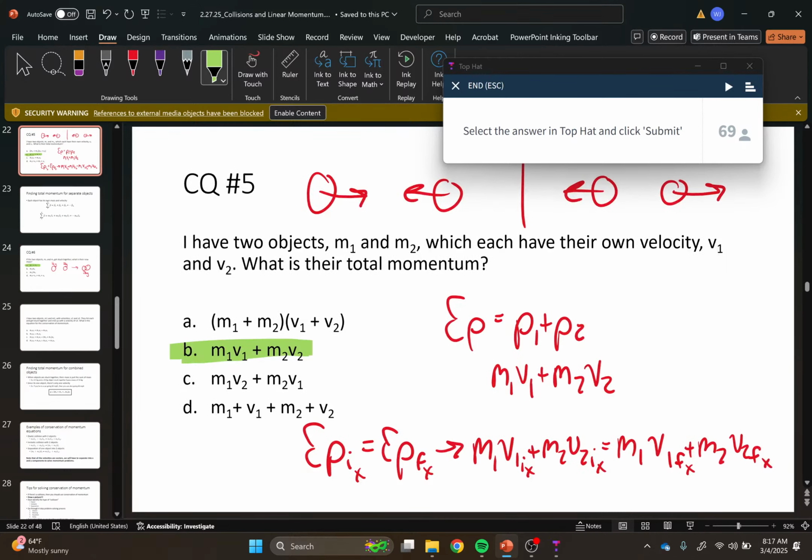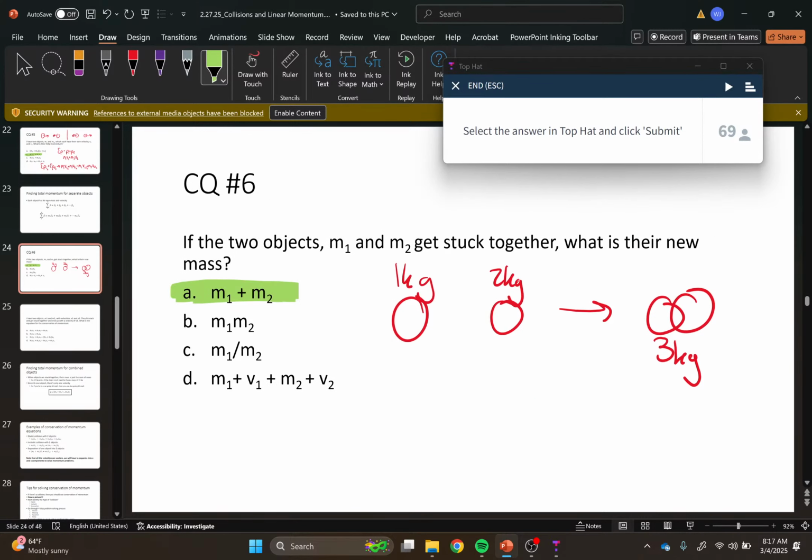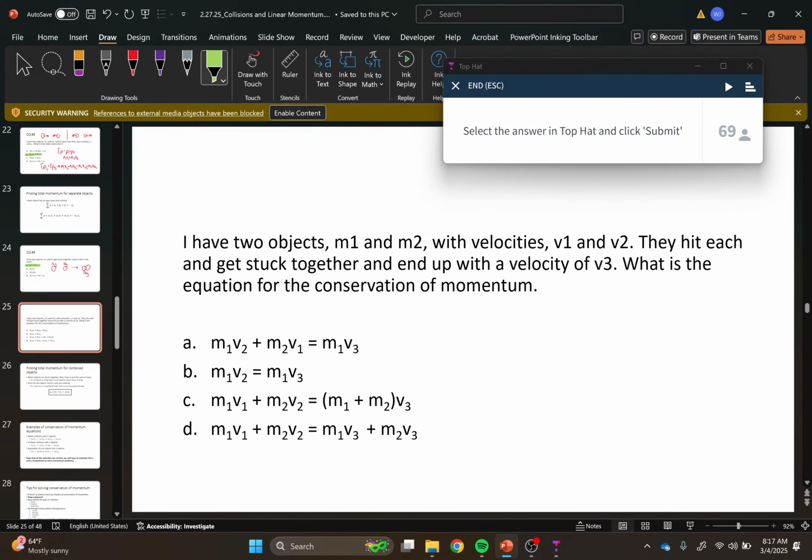You all found the beginning, two objects separated. You all found this little piece. So it's building: add up your momentums that you start with, and that's going to equal the momentums that you end with. That's what we're practicing. We're practicing conservation of momentum, building the equations.